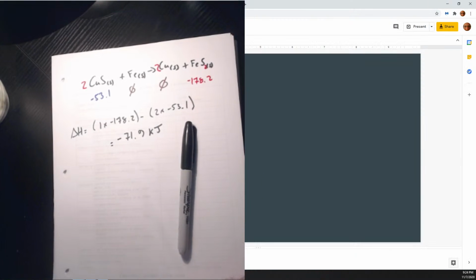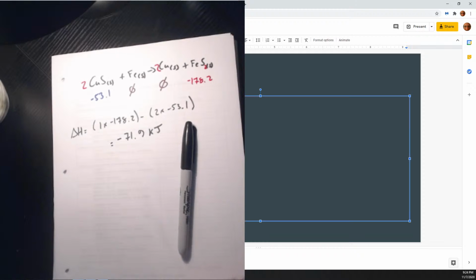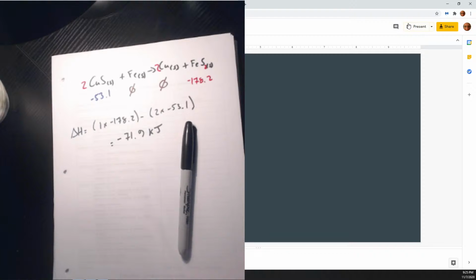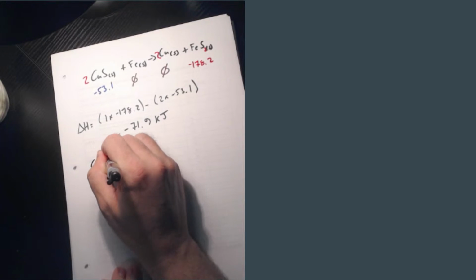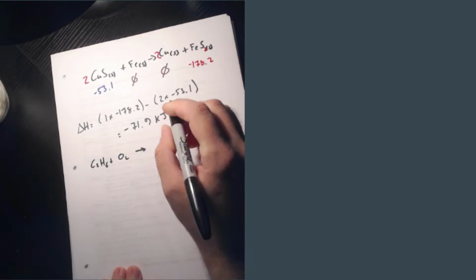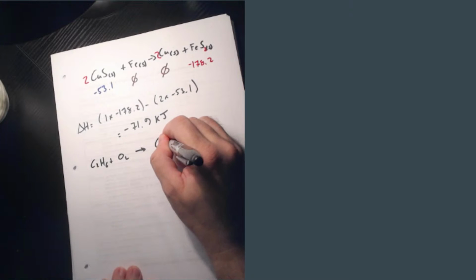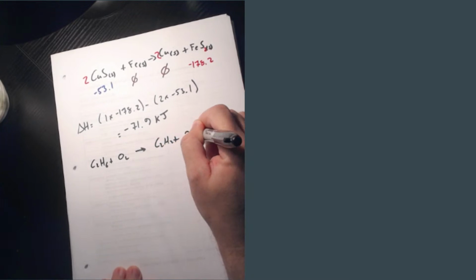All right. Now again, I'm going to have to edit this. So 2, 2, 2. Otherwise, you can't use your textbook. Okay. C2H6 plus O2 yields C2H2 plus 2H2O.